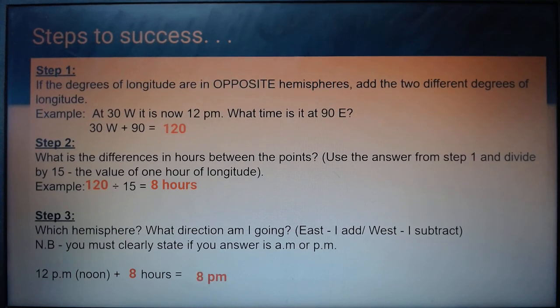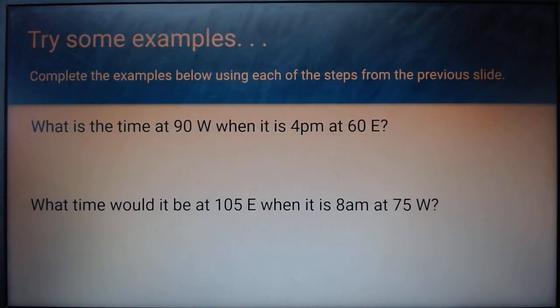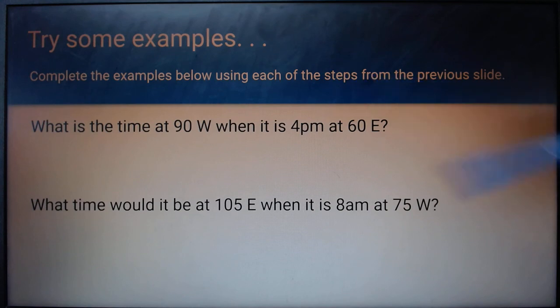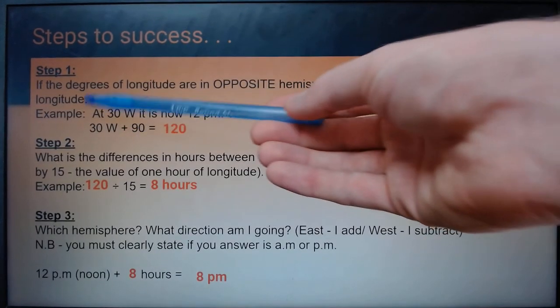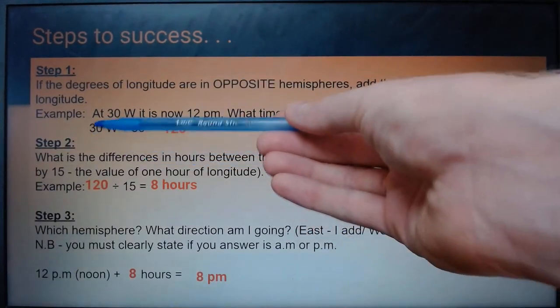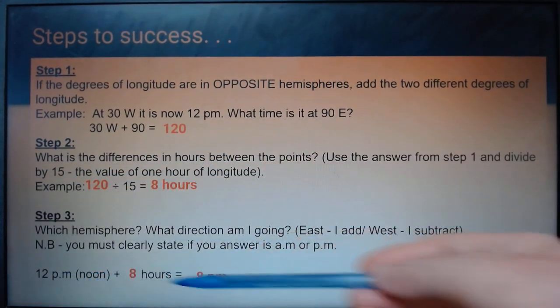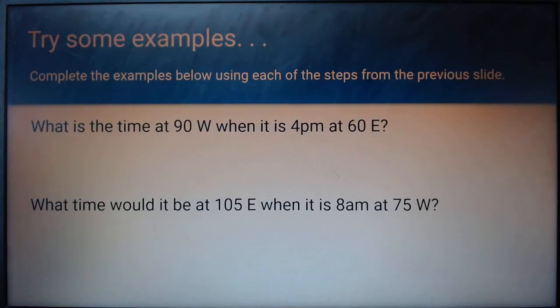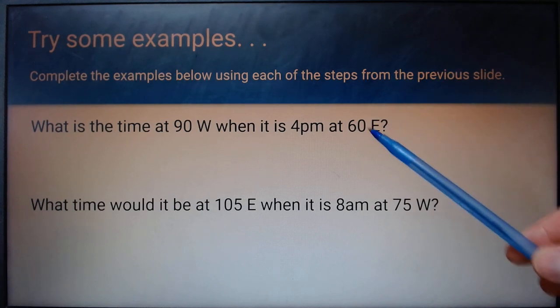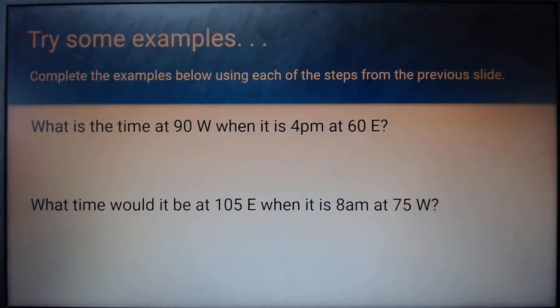In the evening. Okay, so what I want you to do, I've given 2 simple examples here. I want you to complete the 2 examples below, last little task, using each of the steps. So again, I want it laid out like this. You don't have to write these sentences, but I want these little figures or little sums done. Okay, so what is the time at 90 degrees west when it is 4 p.m. at 60 degrees east? So you know the time at east, you're headed west. So are you going to add or subtract at that last little point?